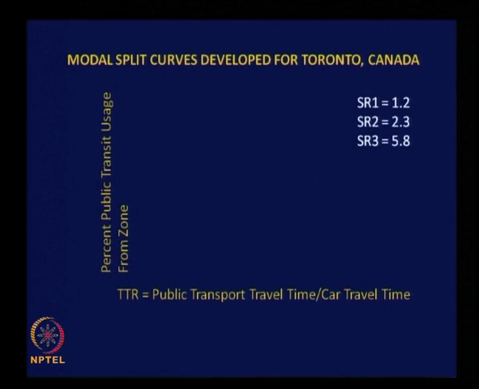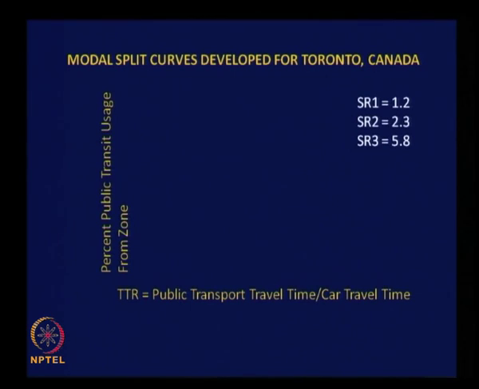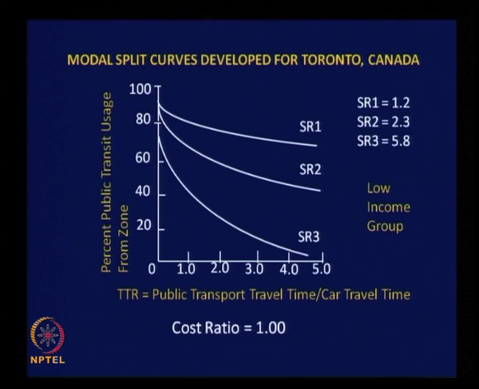So they developed three curves for each group of travelers. That means we now consider the actual mode choice, travel time ratio, and some factor representing socio-economic characteristics, and they developed this curve for one particular cost ratio with a value 1. Similar curves were developed for different cost ratios. The income group considered was a low income group, and this was the shape for these curves.